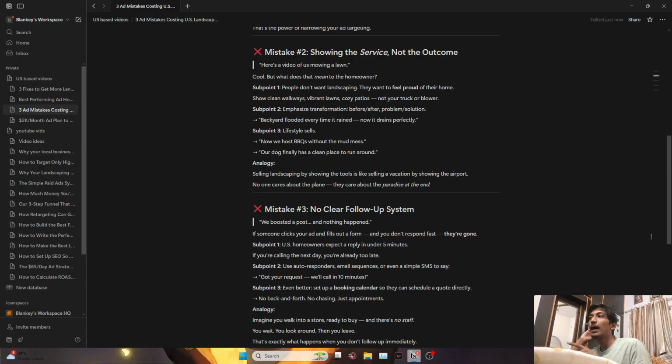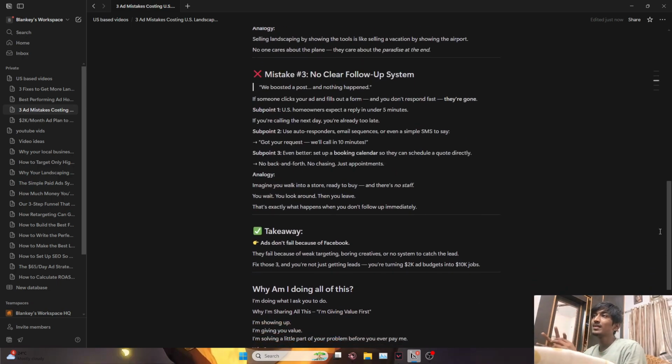"Now we host barbecues without the mud mess. Our dog finally has a clean place to run around." You have to sell lifestyle. It works wonders, especially for landscaping. The analogy here is that selling landscaping by showing tools is like selling a vacation by showing the airport. Nobody cares about the plane, they care about the paradise at the end of it.